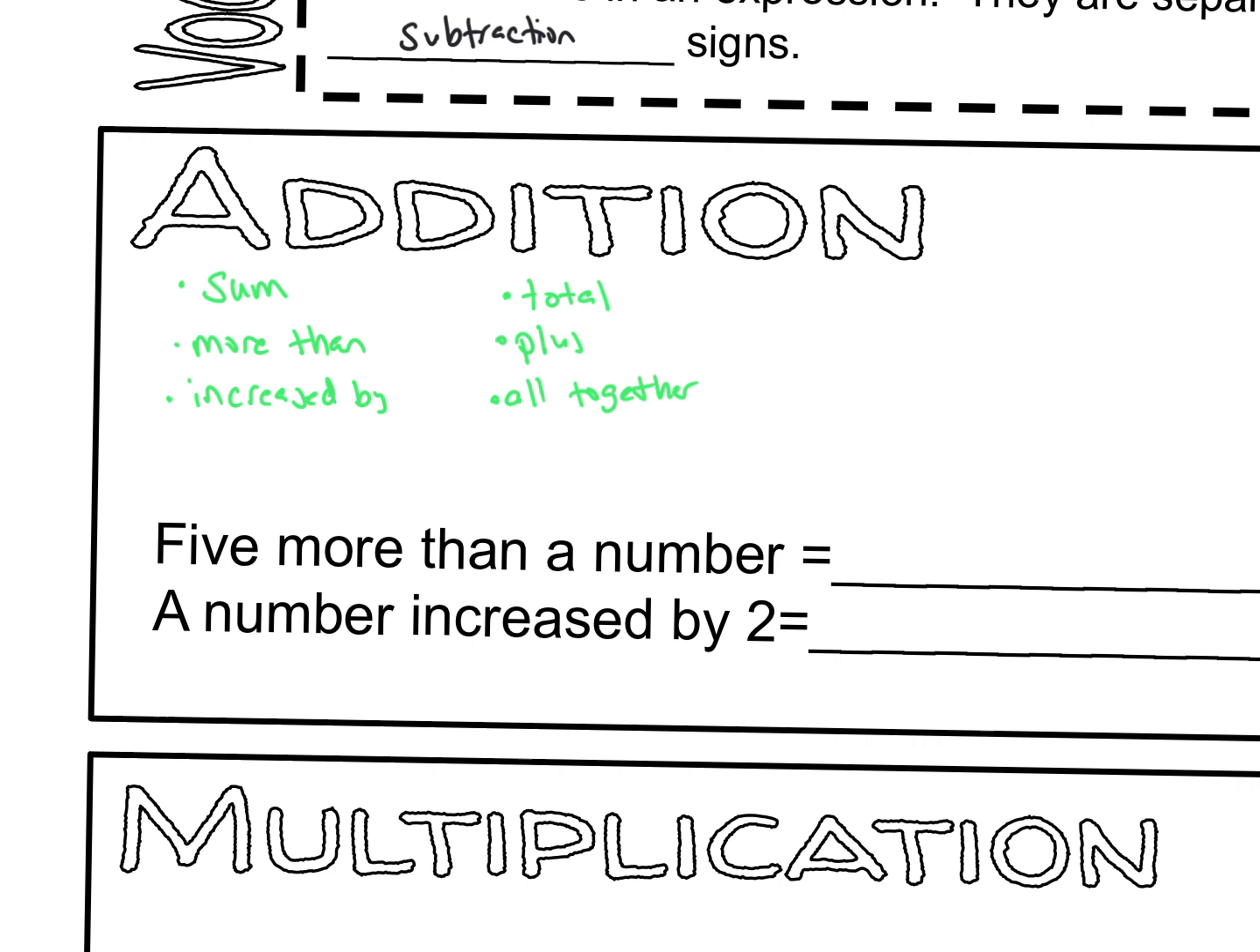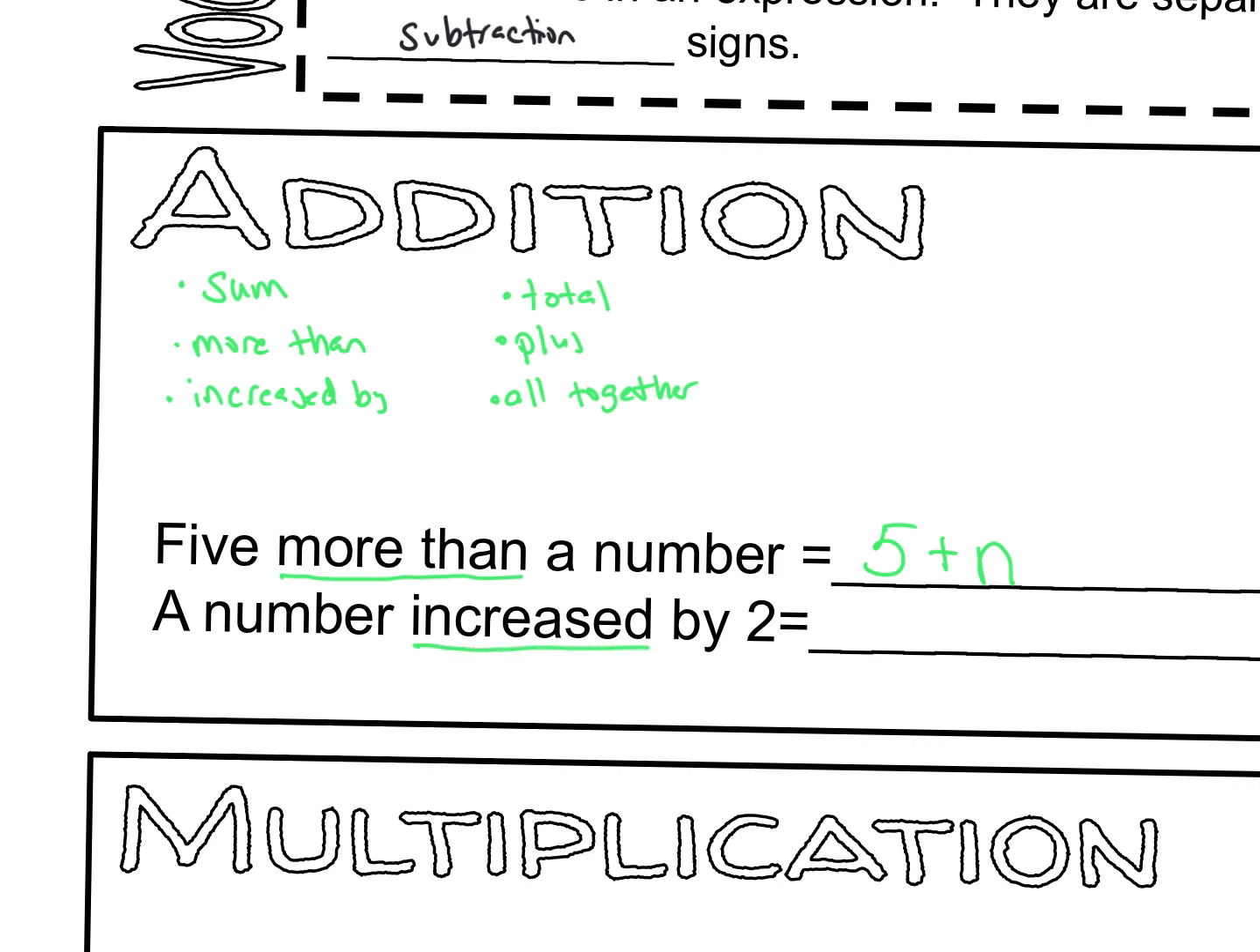For example, here we have 5 more than a number. Since we see more than is one of our addition terms, we're going to take that 5. What this means is we have 5 more than, so plus a number. Now we don't know what the number is, so we use a variable. In this case, I'm going to use n, but it could be any variable unless it states in the problem which variable you should use.